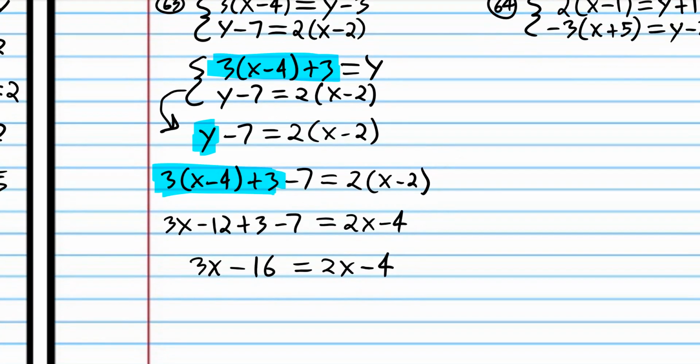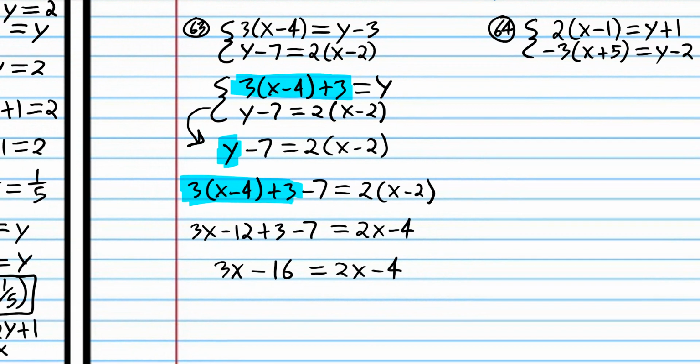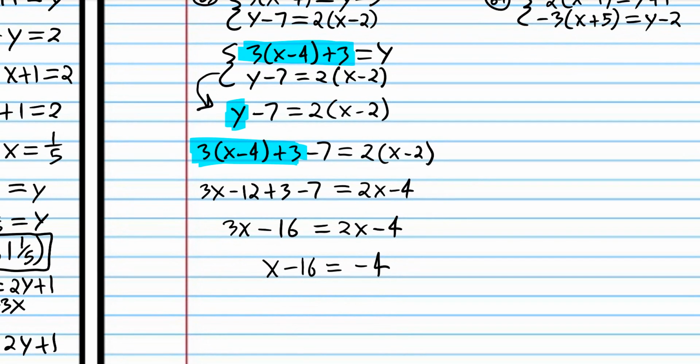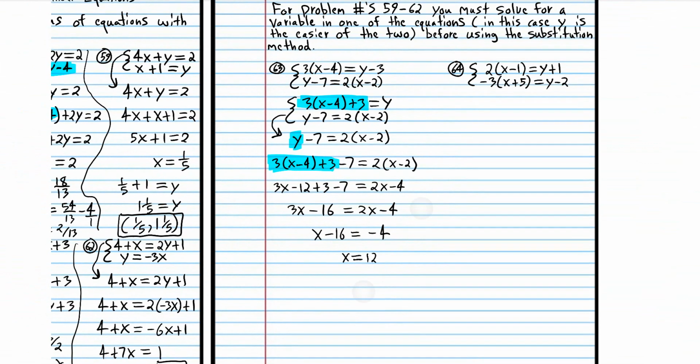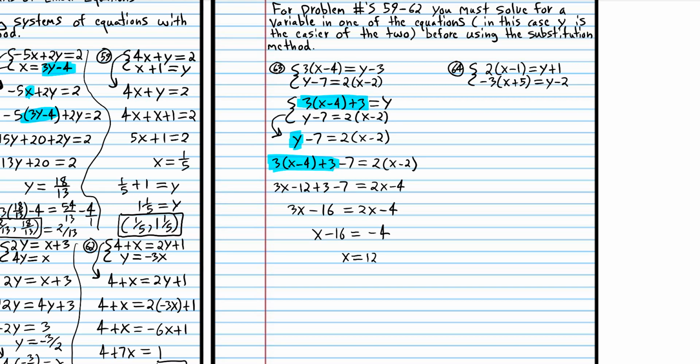And now we have variables on both sides of the equation. We can't have variables on both sides of the equation, so we have to subtract 2x from both sides, and we get x minus 16 equals negative 4. Add 16 to both sides. We're going to put the other variables, the regular numbers, on the other side. Add 16 to both sides, and you get 12. So x is equal to 12. So that is one of our solutions.